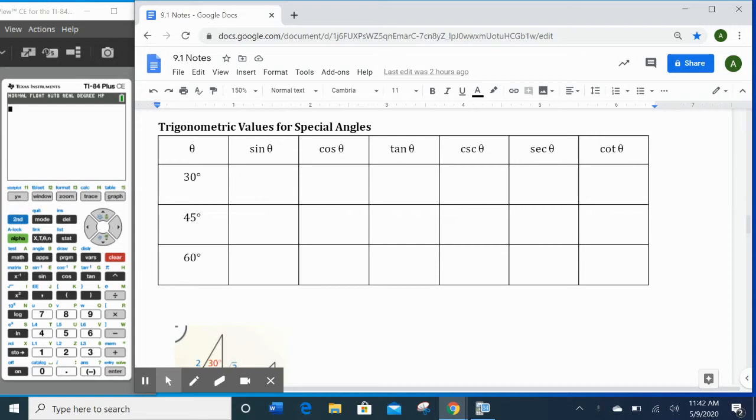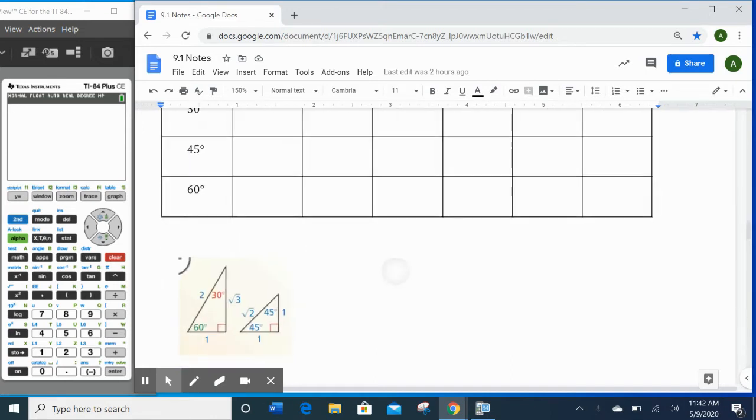Finding trigonometric values for special angles. So there are three special angles, 30 degrees, 45 degrees, 60 degrees, because there are two special right triangles, the 30, 60, 90 triangle and the 45, 45, 90 triangle. And if you have not been in geometry yet, then this will be more new. If you have done geometry, this will be a little more review as far as those two right triangles.